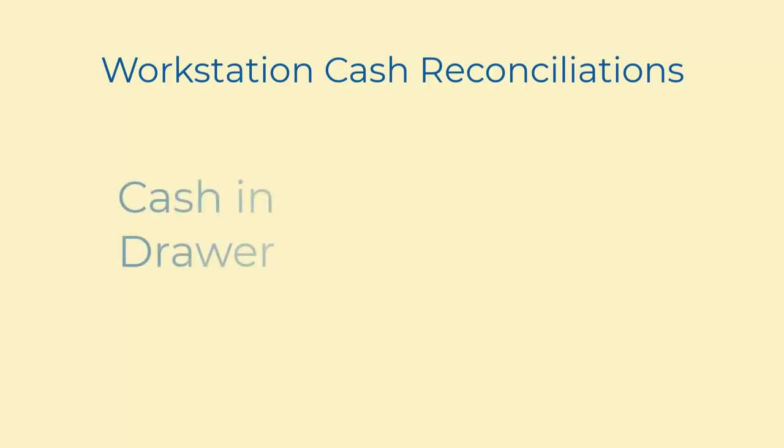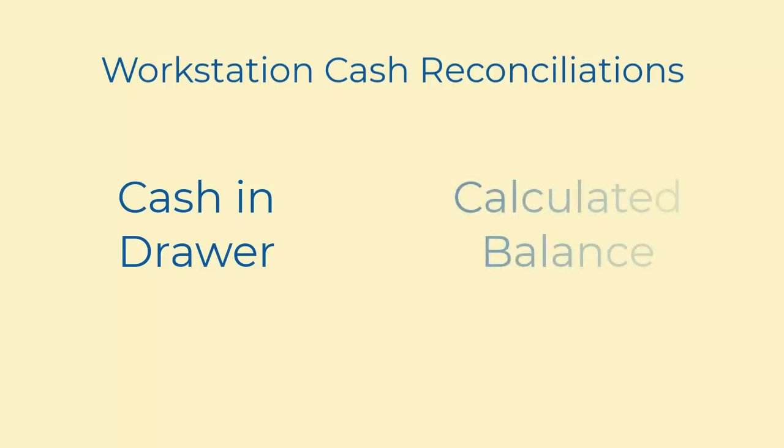In this lesson, we'll look at the process of doing a cash reconciliation for a workstation. Most stores will run these reconciliations at the start of a workday, at the end of the day, or at a shift change. The goal of the reconciliation is to total the cash in the drawer and compare that total with the amount of cash that should be in the drawer, based on all the cash transactions that have occurred since the last reconciliation.